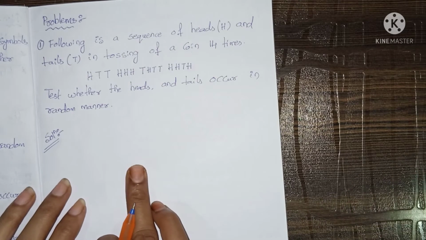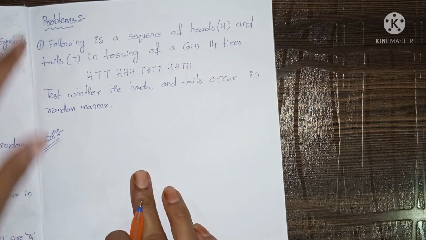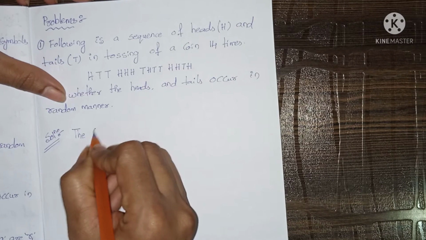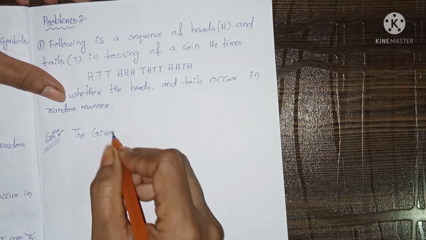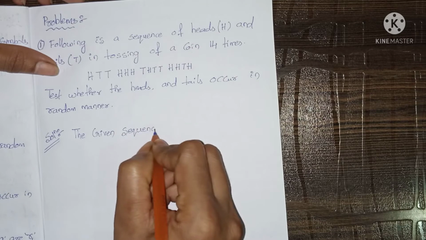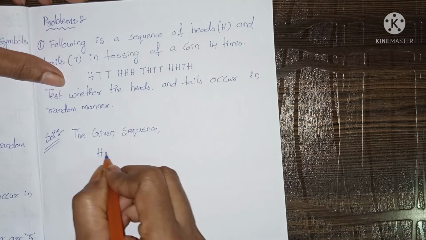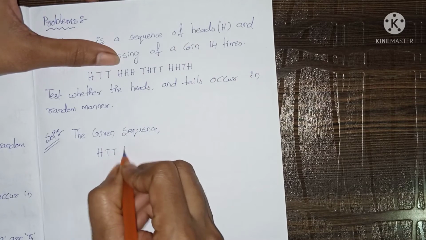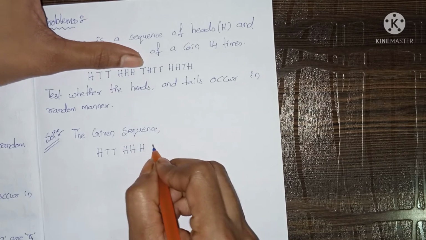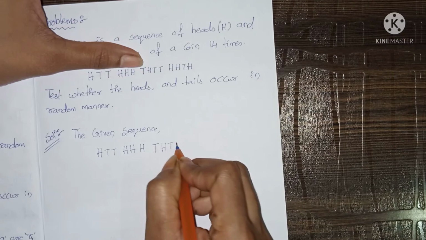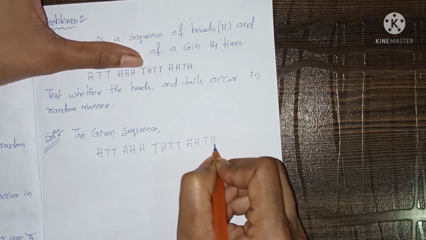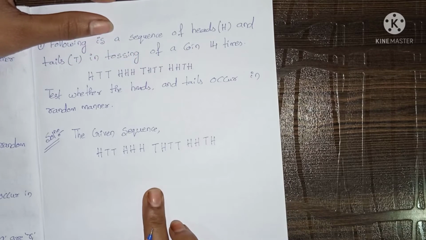First we'll write what they have given, the given sequence. Head, tail, tail, head, head, head. Next, tail, head, tail, tail, head, head, tail, head. Okay, so this is the sequence they have given.